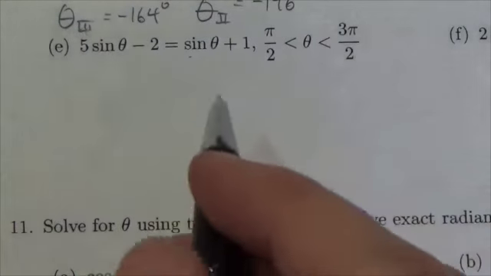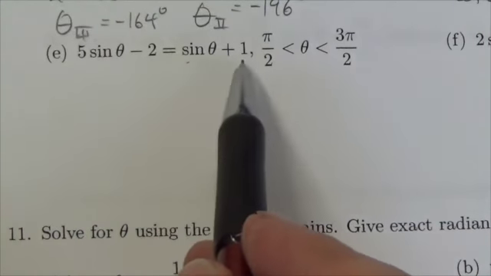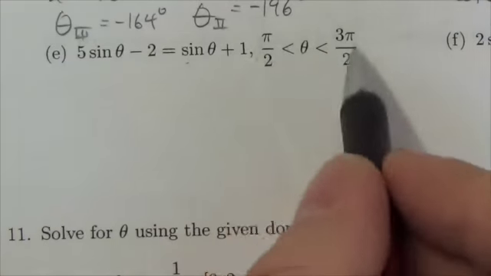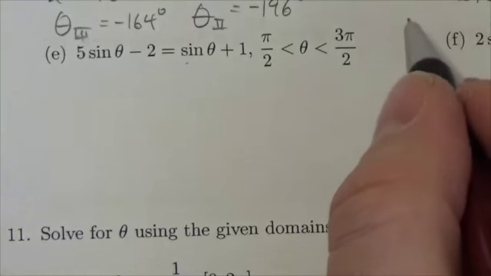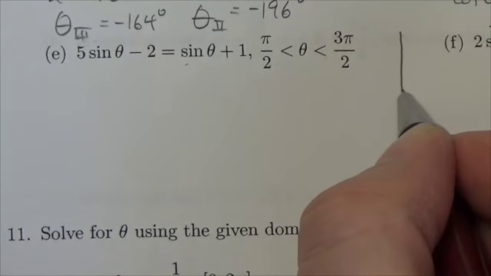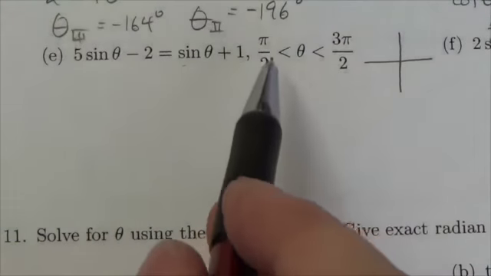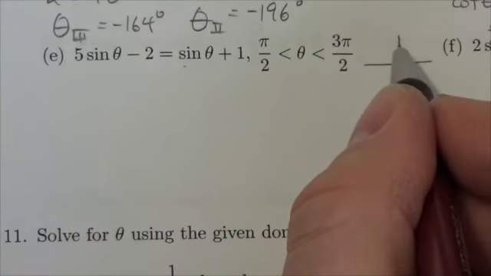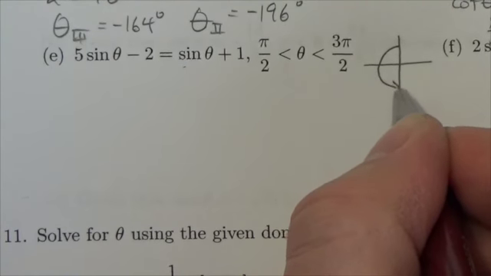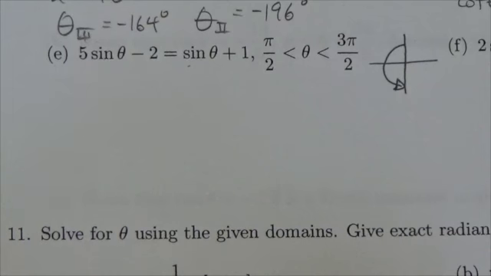Hi everyone. So in this case we're being asked to solve the equation 5 sine theta minus 2 equals sine theta plus 1. And they've given us this domain here, pi over 2 out to 3 pi over 2. Now, I'd like to know where I'm supposed to be looking for my answers here. So let's just think about this. Pi over 2 to 3 pi over 2 is this right here. That's where I'm looking for my solutions here, okay?